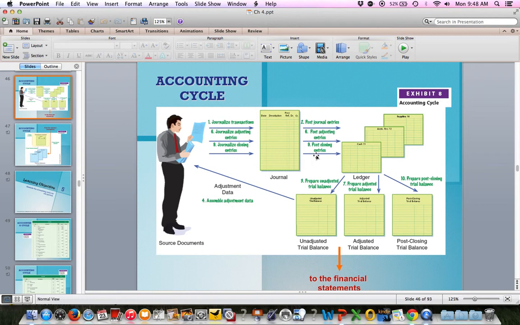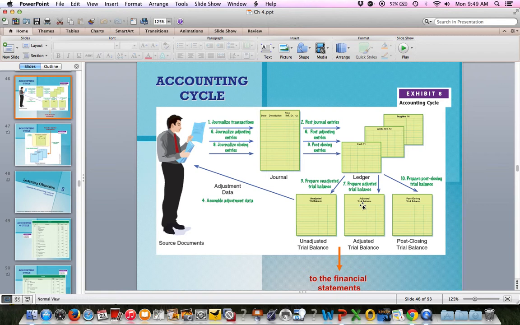I don't see step 5. I don't see it on there. Step 6, at least let's go to that one. It says 6 here, but it should be 5. Journalize adjusting entries. Then we post the adjusting entries. And then we prepare the adjusted trial balance, making sure that our adjusted entries plus our unadjusted trial balance combine into a completed adjusted trial balance.